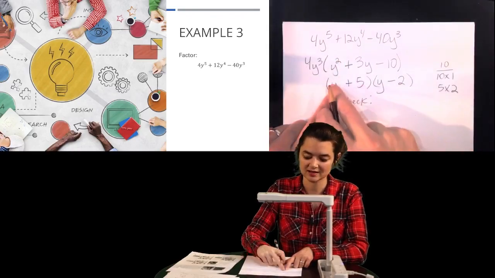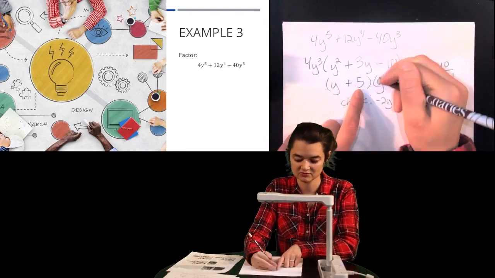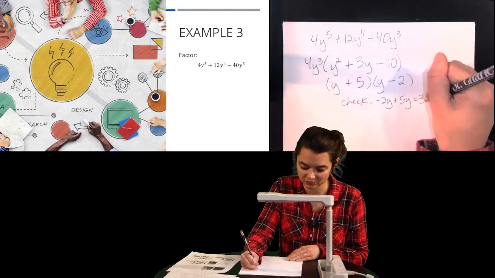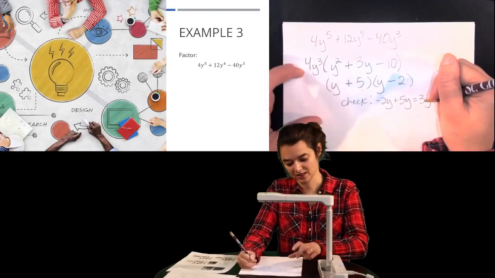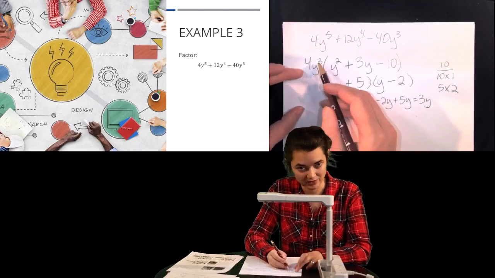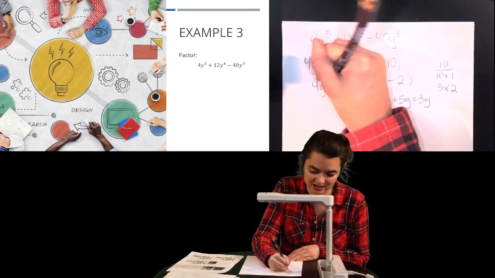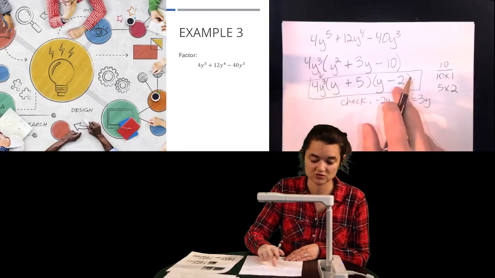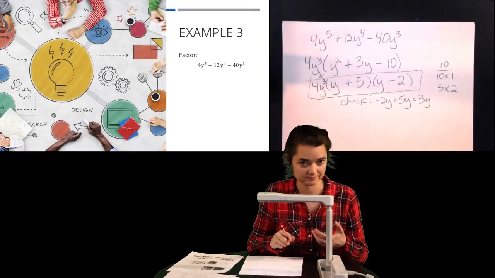So if I check that, y times negative 2 is negative 2y. 5 times y is 5y, and if I add those together, we'll get 3y, which is exactly what we were looking for. And if you're wondering, well, what do we do with that 4y to the third? Don't lose it. Make sure you bring that down. That is part of your answer, because you need all three of those factors to multiply together to give you your original expression.